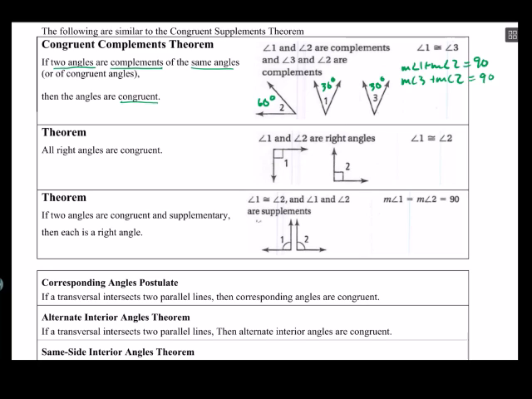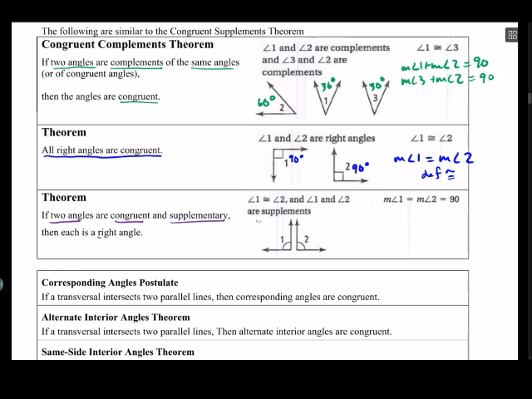And one of my favorites, all right angles are congruent. This is really an easy proof. Definition of right angle says that measures 90 degrees. Definition of right angle says that measures 90 degrees. If the measure of angle 1 equals the measure of angle 2, then your angles are congruent simply by the definition of congruence. And last, if two angles are congruent and supplementary, then they are right angles.